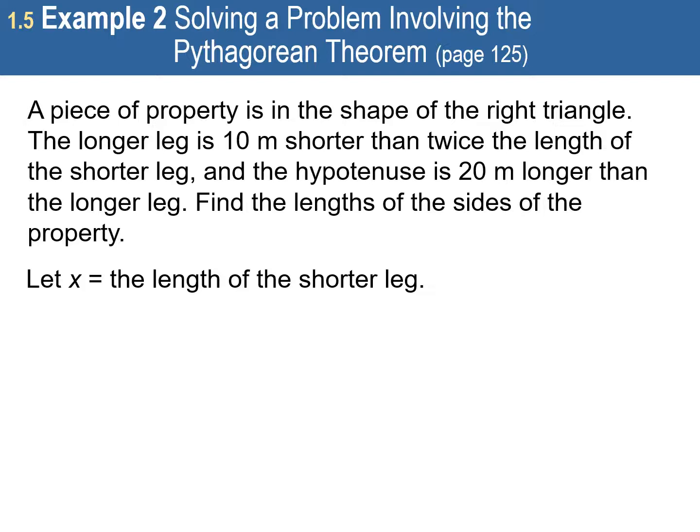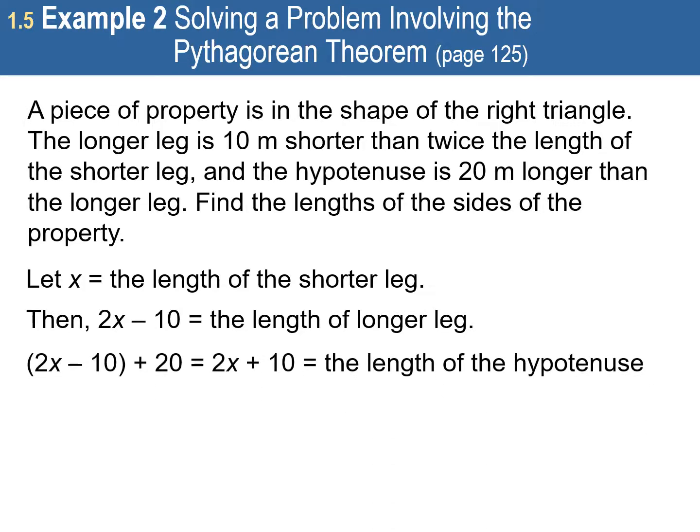So let's just let x equal the length of the shorter leg. The length of the longer leg is 2x minus 10, and the length of the hypotenuse is, what, 20 more than the longer leg. So it's going to be 2x minus 10 plus 20. So the hypotenuse is 2x plus 10. So make sure you draw your picture. It always makes life a lot easier.